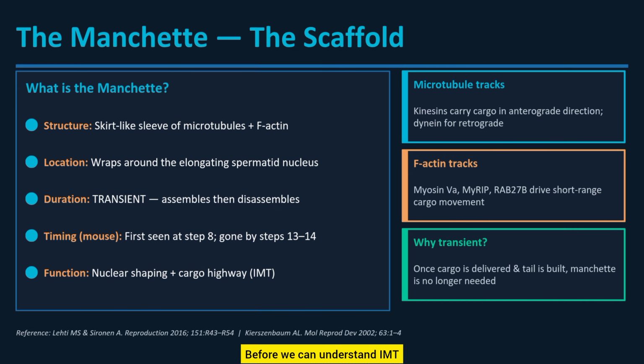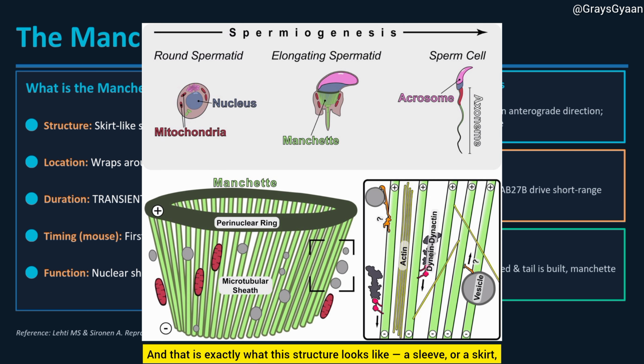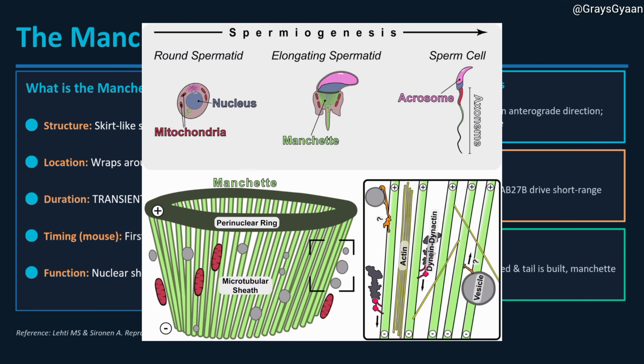Before we can understand IMT, we need to understand a structure called the manchette. The word manchette comes from French. It literally means sleeve. And that is exactly what this structure looks like, a sleeve, or a skirt, that wraps around the elongating nucleus of the spermatid.